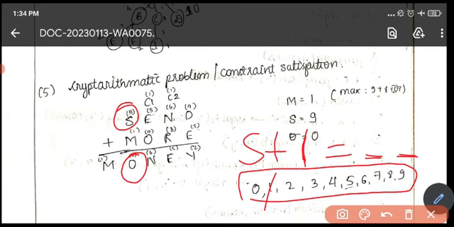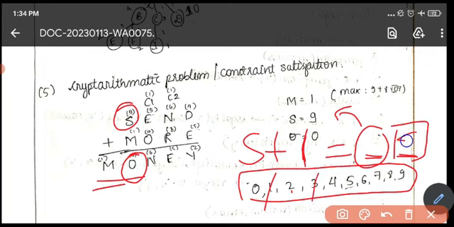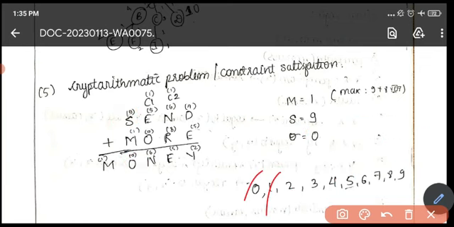Let's take from 2. 2 plus 1, 3, there is no carry generated. Next 3 plus 1, 4 is generated, but no carry. 5 plus 1, 6, no carry. 6 plus 1, 7, no carry. And similarly, 9 plus 1, 10, the carry is being generated. Now M has the value 1, O has the value 0, and S has the value 9. So now 1, 0 and 9 are ruled out. Wherever S is there, assign 9, and wherever O is there, assign 0.